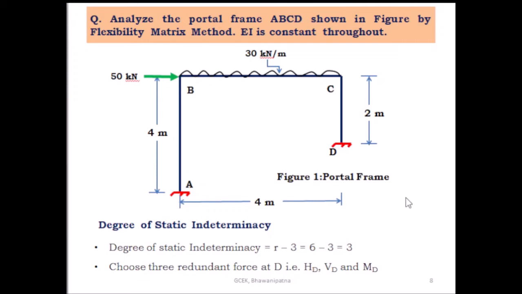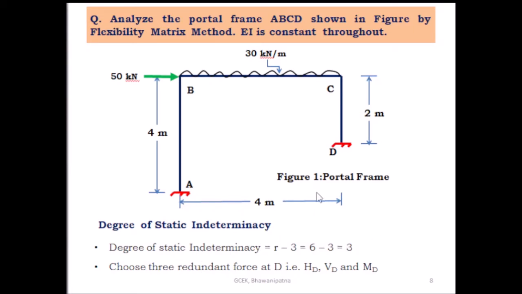So what do you have to do first? First you have to find out the degree of static indeterminacy. Here you see support A is fixed and support D is fixed. So at support A there are 3 reaction components and at support D there are 3 reaction components. So how many total reaction components? 6. Then how many static equilibrium equations are available? 3. So what is the degree of static indeterminacy? The degree of static indeterminacy is equal to R minus 3. R is equal to 6, minus 3, this is equal to 3. So the degree of static indeterminacy of the structure is equal to 3.